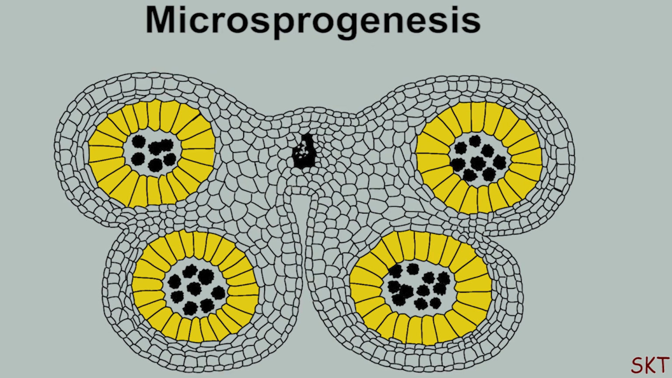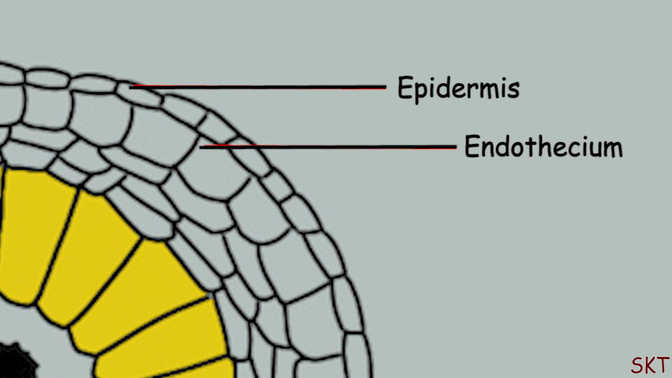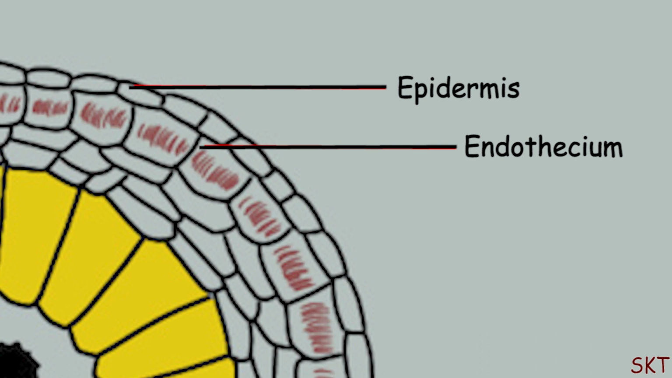The epidermis is the outermost layer formed of barrel-shaped parenchymatous cells with no intercellular spaces. They are protective in function. The next layer is the endothecium that lies inner to the epidermis and is also made of single-layered parenchymatous cells. It is also protective in nature. They have callose thickenings or fibrous bands inside them, which makes the anther elastic and rigid.